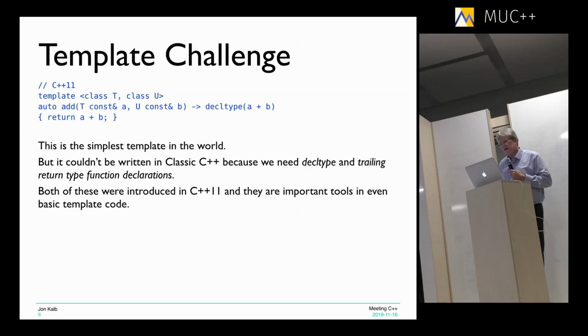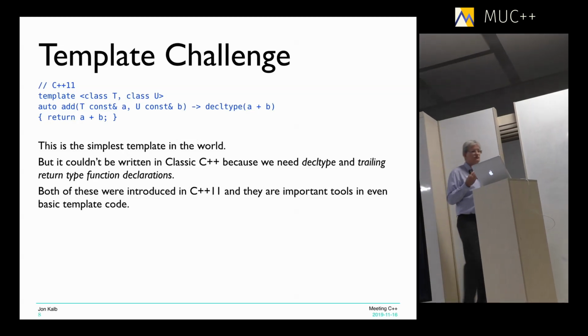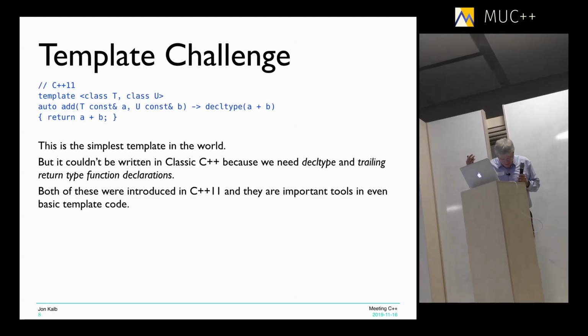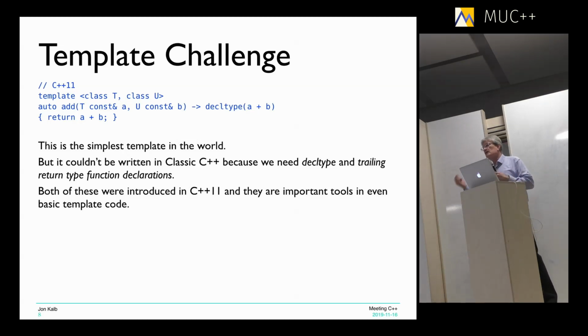Okay. The reason I went through all this is because I want to make the point that in order to write the simplest template function in the world, maybe it's not quite the simplest, we need not one but two features from C++11. We needed decltype, which was introduced in C++11, and we needed trailing return type syntax, also introduced in C++11. We need both of those in order to do this very simple template. That's letting us know that we're seeing a lot of progress, because a lot of interesting templates were written for classic C++, but we can do a lot better now.